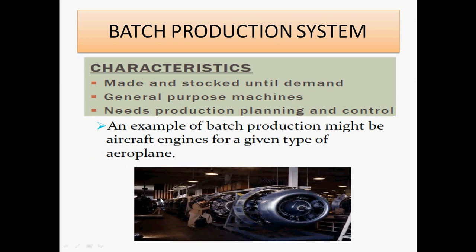Similarly, we have the batch production system. In a batch production system, items are made and stocked until the demand arrives. General purpose machines are used over here, and according to the need we can plan for it and control it up to the target levels. An example is an aircraft engine. Until the demand is there, you do not manufacture, because aircraft engines require more time as well as more investment. That is why we go for batch type production. According to batch we can allot it, plan for it, and then execute it. So that is the batch production system.